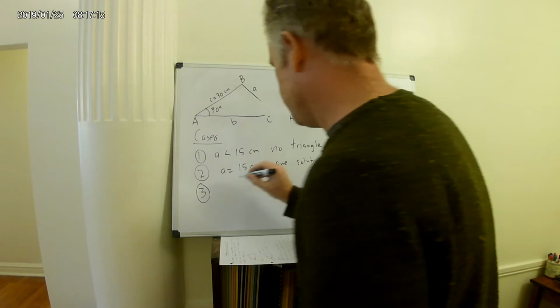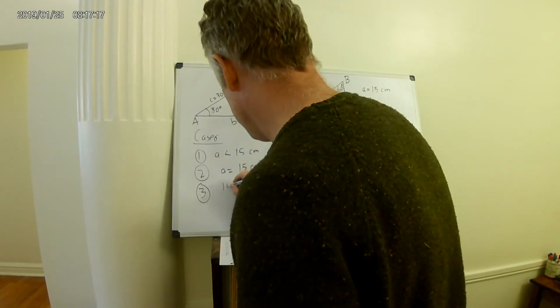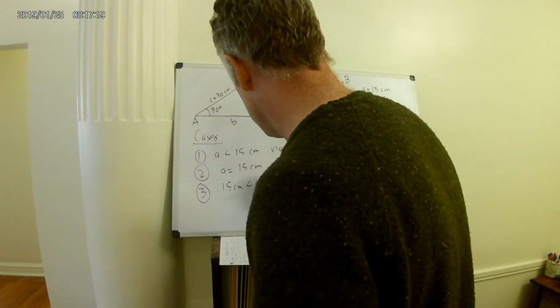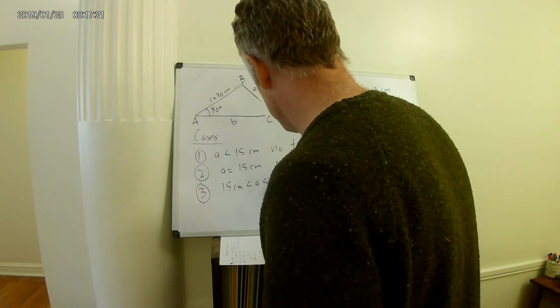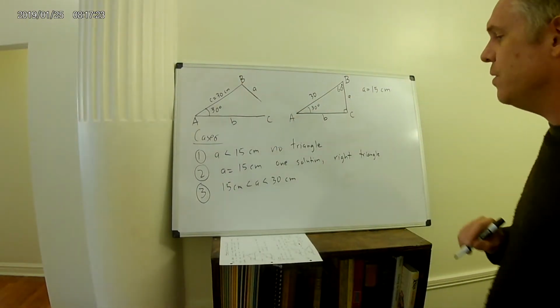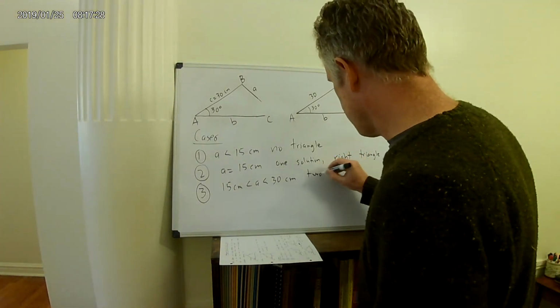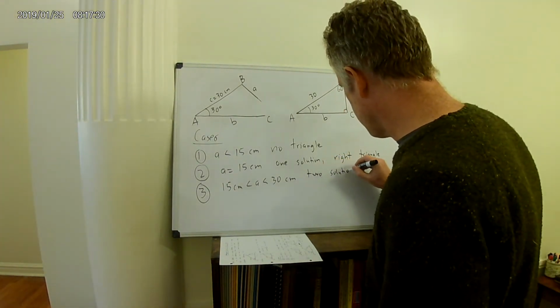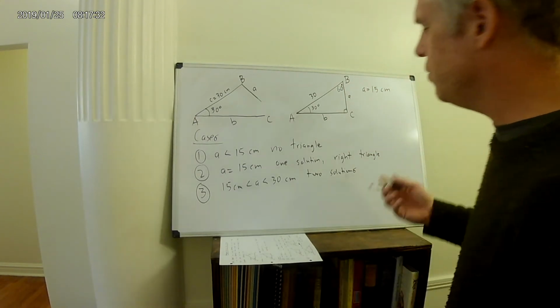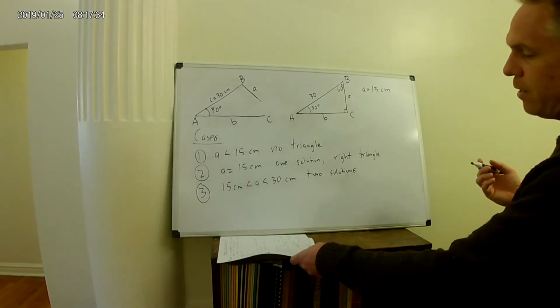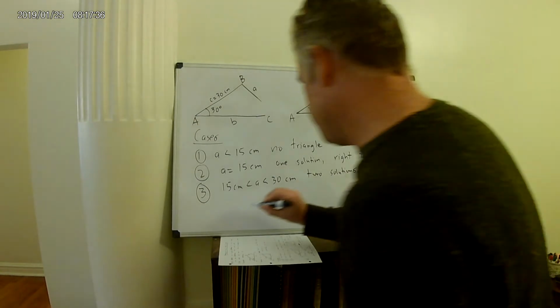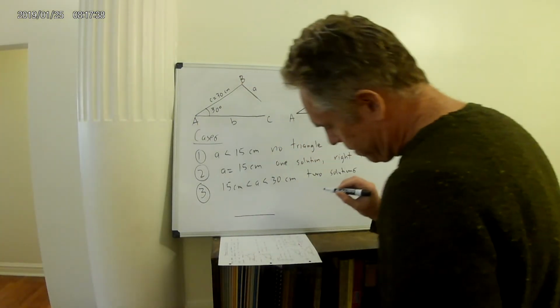Okay, a third case is if A is between 15 centimeters and 30 centimeters. This is the third case. And in this case, we actually have two solutions. We have two solutions, and one is an obtuse triangle and one's an acute triangle for the angle C. Let's draw these two triangles we could possibly have.